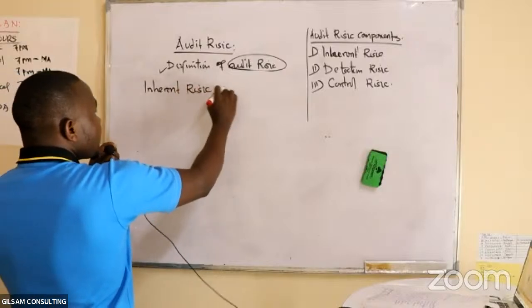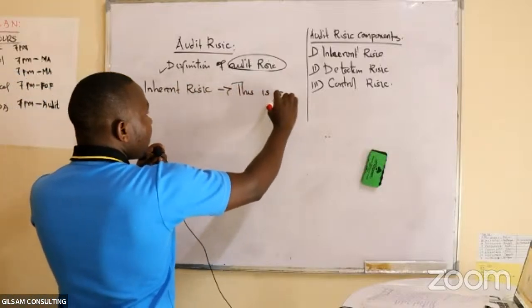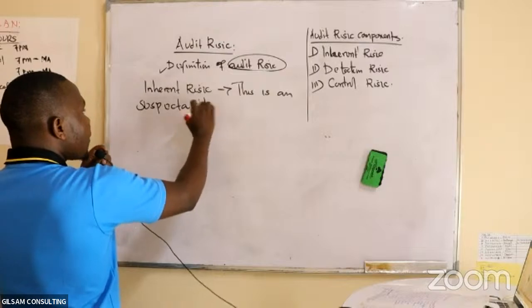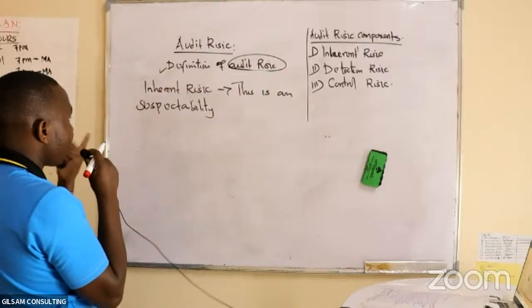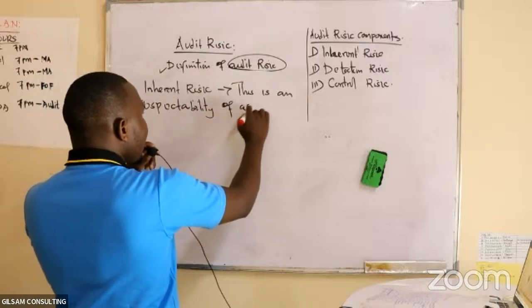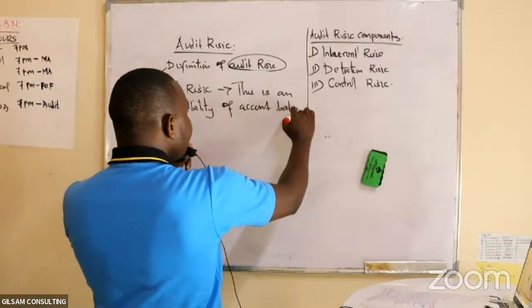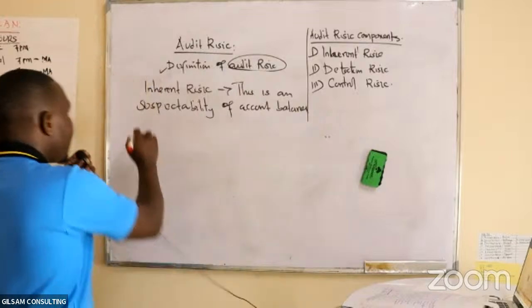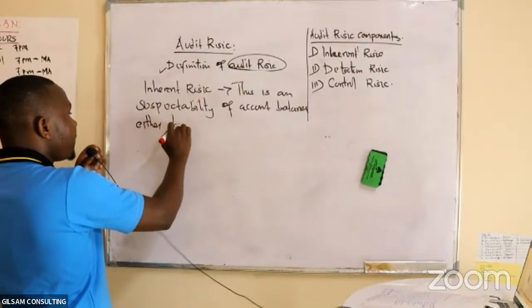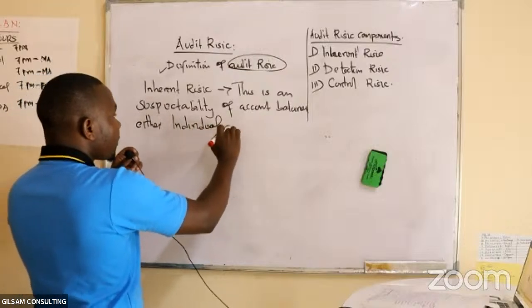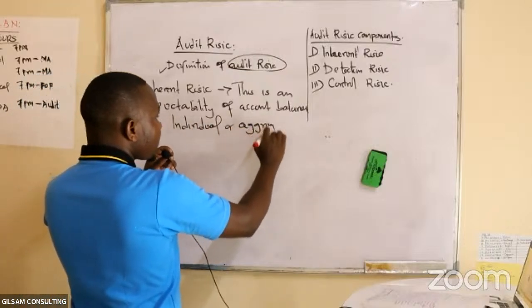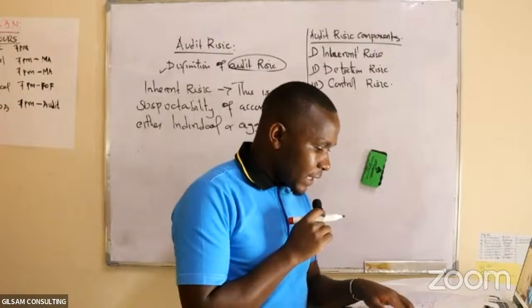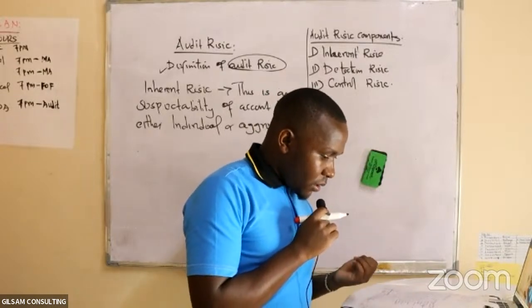Inherent risk. We say this is the susceptibility of an account being exposed to irregularities, of account balances, either individual or aggregated. And also you say this risk arises from the characteristic of the item or from the general business environment.